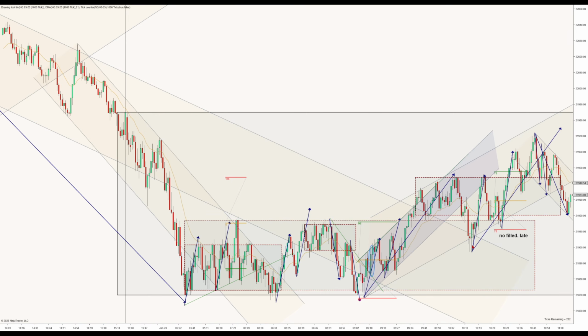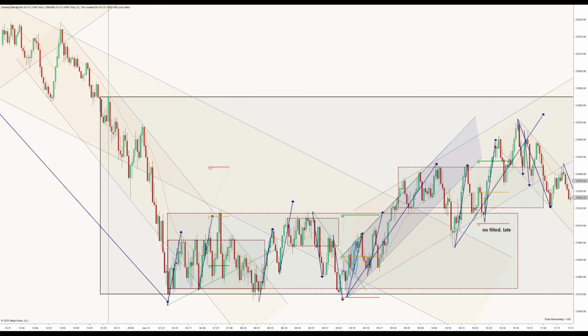So price broke the uptrend, made our first attempt higher, and then two legs back down, and that's the opportunity for our second attempt higher. As you can see, I already explained, no fill. So anyway, we push on up here, we reach that measured move, price starts pushing down.